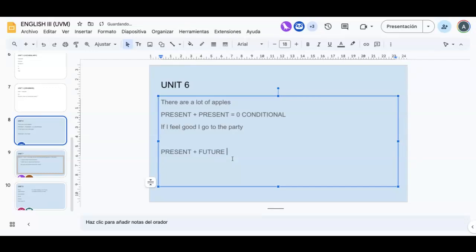And present plus future is the first conditional. So you can also remember those structures in that way. Zero conditional, present plus present. First conditional, present plus future. But in terms of meaning, you said one factor about the present plus future: real possibilities in the future. But present plus present.